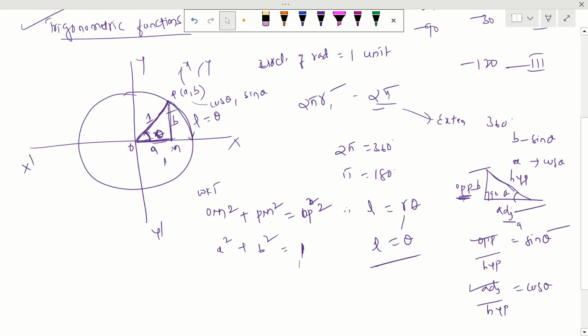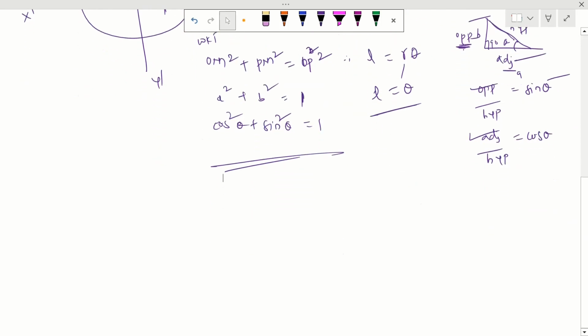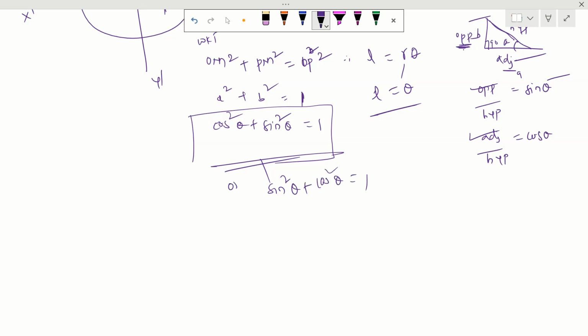And we have written that A is cos theta, so it is cos square theta plus sin square theta, which is 1. This is the first formula we got from the trigonometric functions: cos square theta plus sin square theta is equal to 1, or you can say sin square theta plus cos square theta is equal to 1.